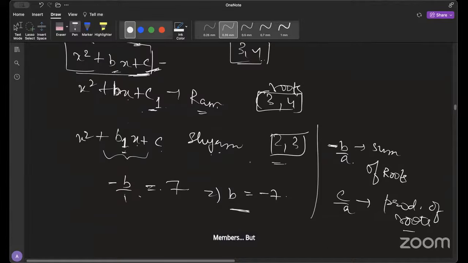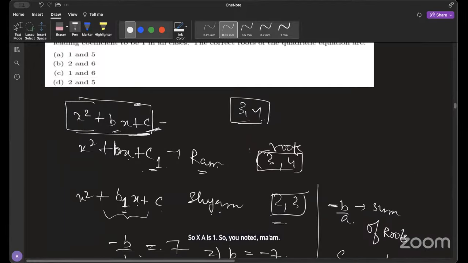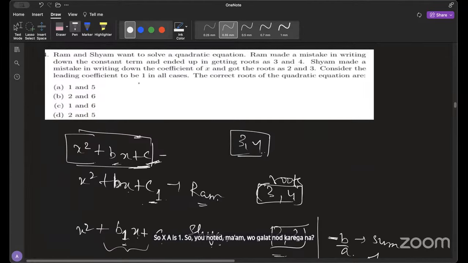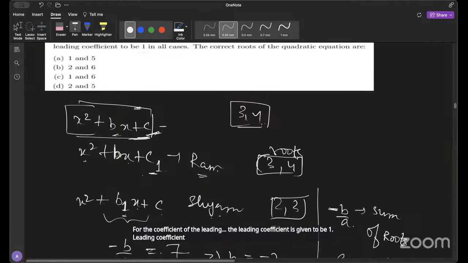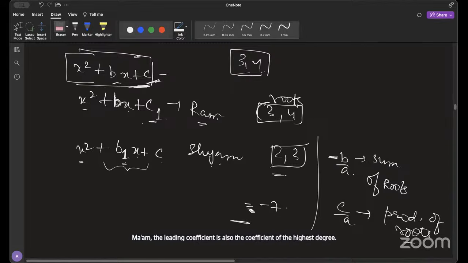The coefficient of x square is also a. So a is 1. Ma'am, he noted the a term also wrong, no? So the leading coefficient is given to be 1. Leading coefficient means the coefficient of the highest degree, like the coefficient of the highest power variable, right? Yeah.